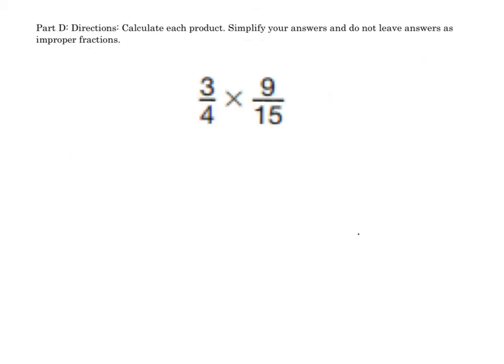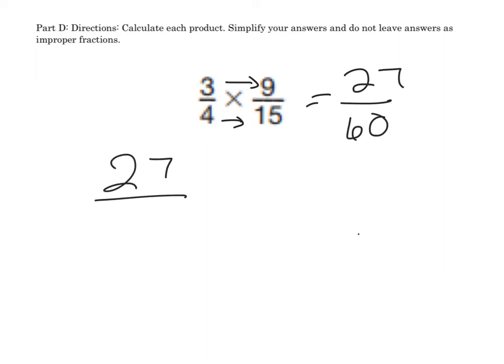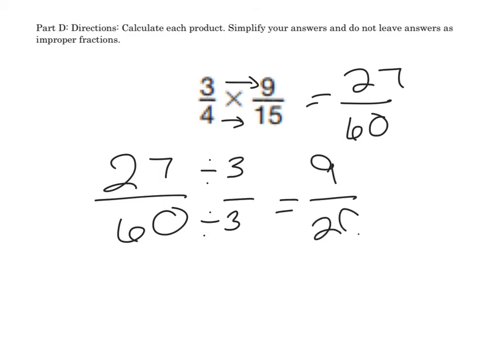Okay, now we have 3/4 times 9/15. Same thing, we're going to multiply the numerators, which is 27, and the denominators, which is 60. Then we can simplify these because they have 3 in common. So I'm going to divide by 3 on both of them. This will give me 9/20. And 9/20 is simplest form because 9 and 20 do not have a common factor.